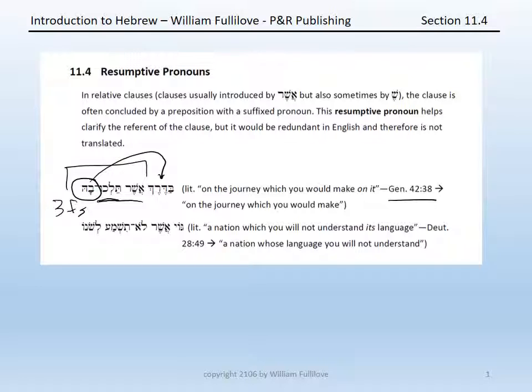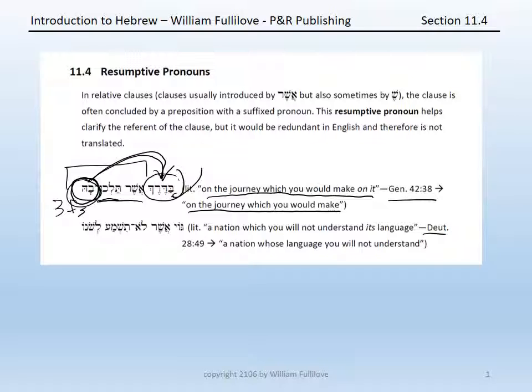So on the journey, note that the bet is due to the vowel underneath the preposition, which you would make, literally on it, on the journey which you would make on it. But because that's redundant in English, we would simply say on the journey which you would make. But the resumptive pronoun ba tells you that this clause agrees with and tells you about derek, the journey.